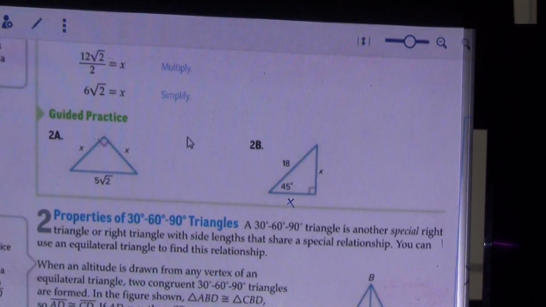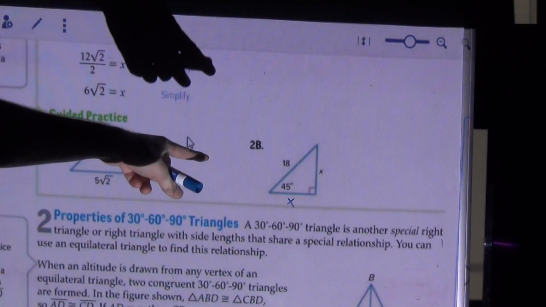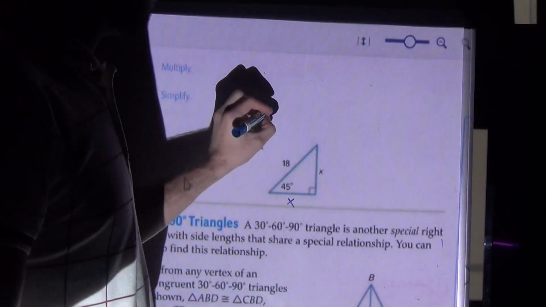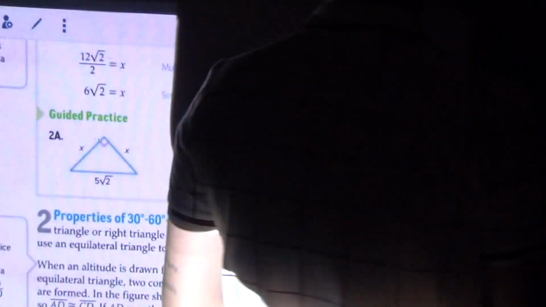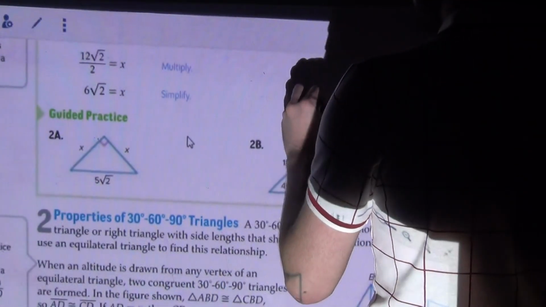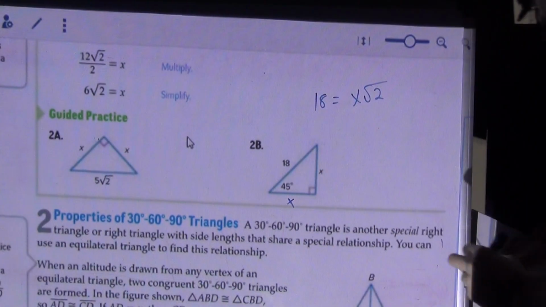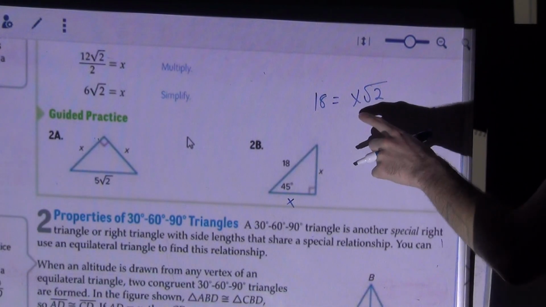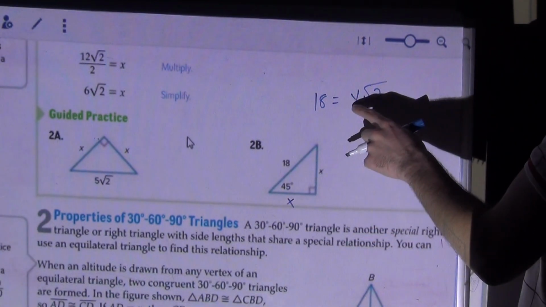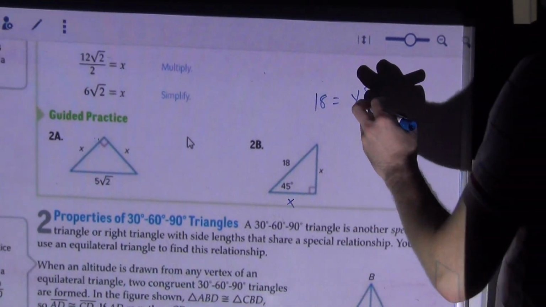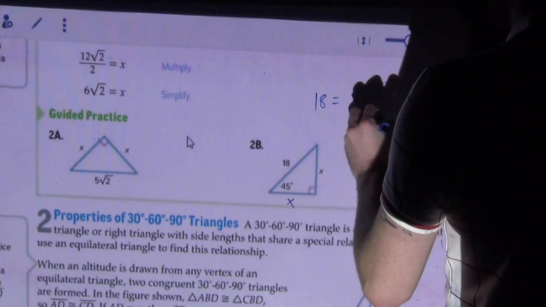Alright, welcome back from your pause. Hopefully you at least gave it a shot, or at least tried it. So I'm just going to start off: you know that 18 is the hypotenuse, so you're going to do 18. This one was a little bit harder. So you have 18 equals x square root of 2, because you know the hypotenuse is equal to one of the legs times the square root of 2. Then I divide by root 2 on each side to get x by itself.